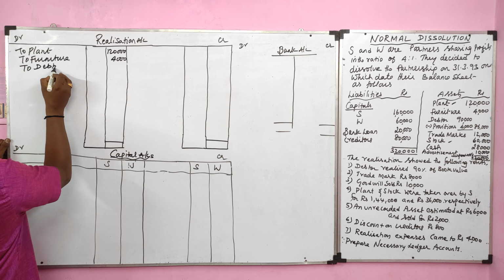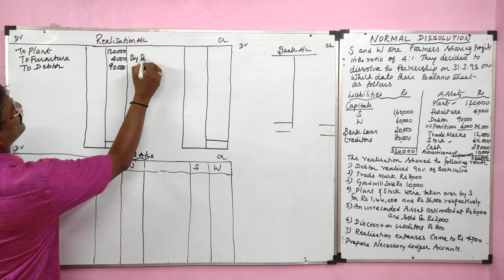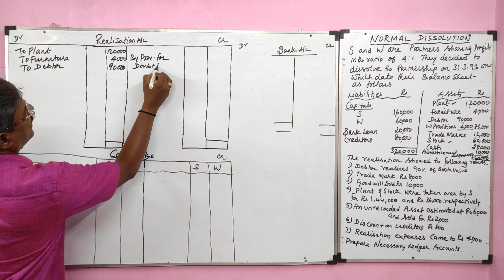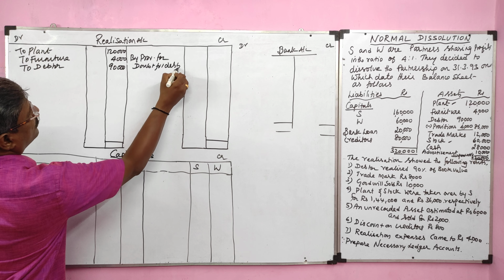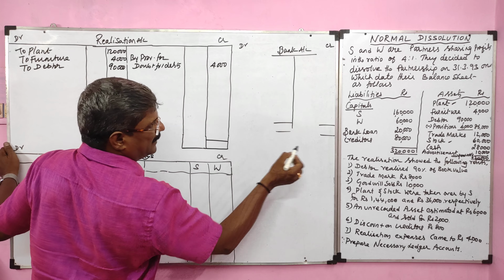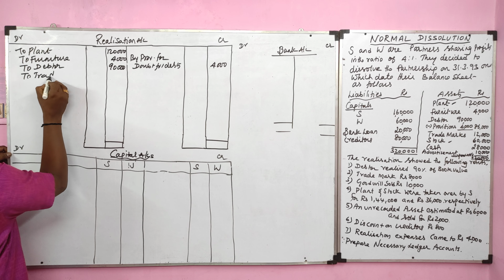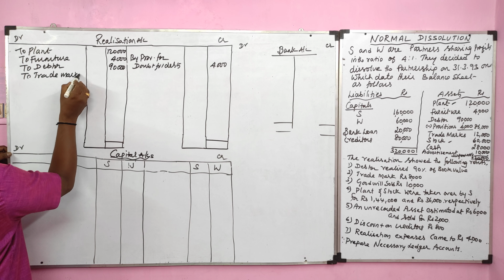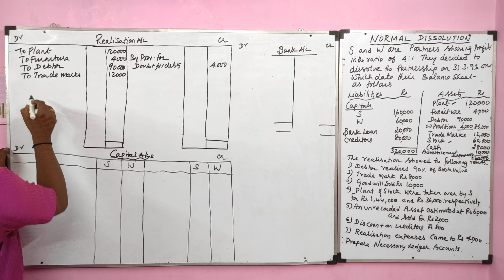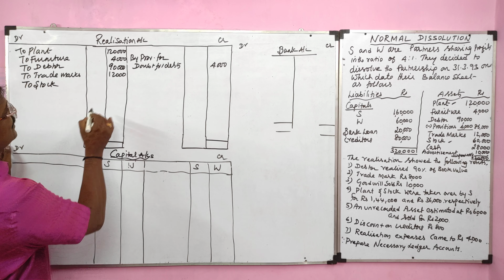Debtor total value 90,000. Provision for doubtful debts is treated as a liability. Its value 4,000. Then trademark book value 12,000. Then stock, its book value 60,000.